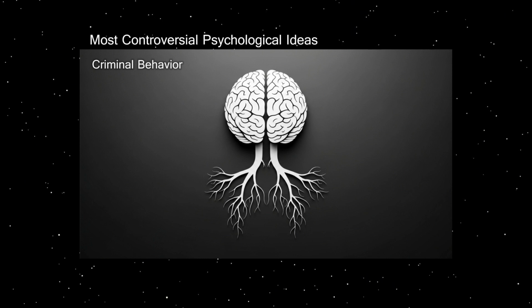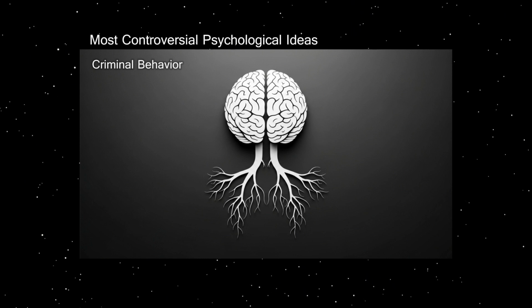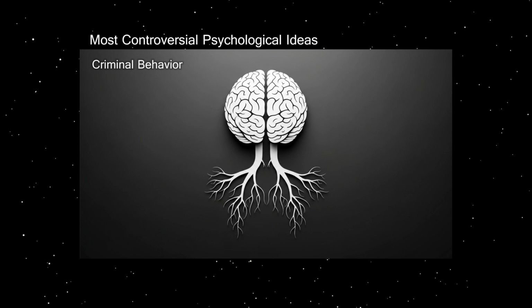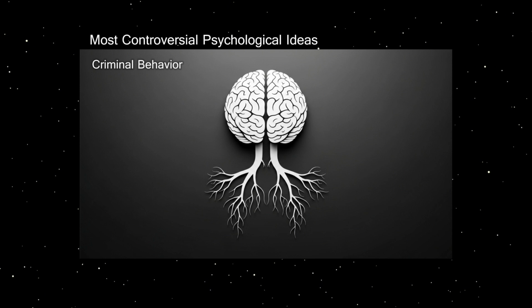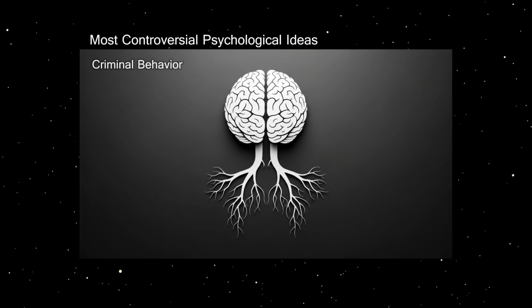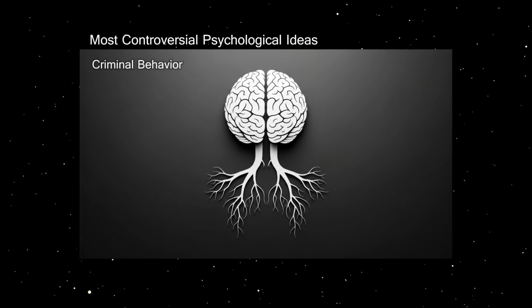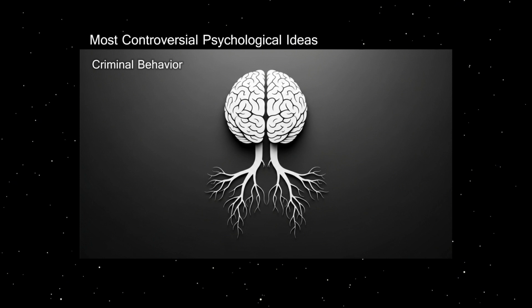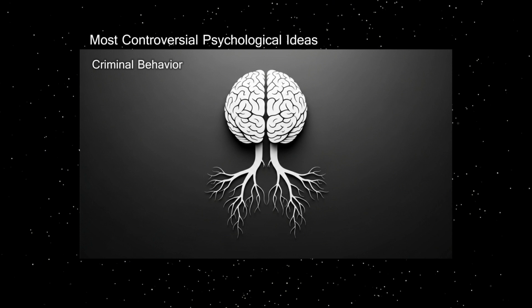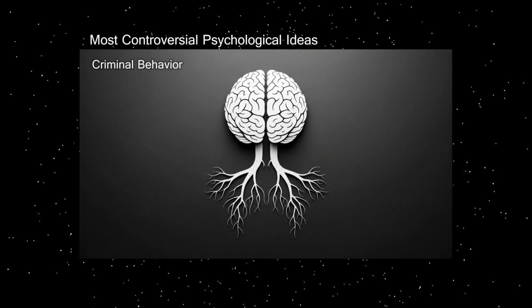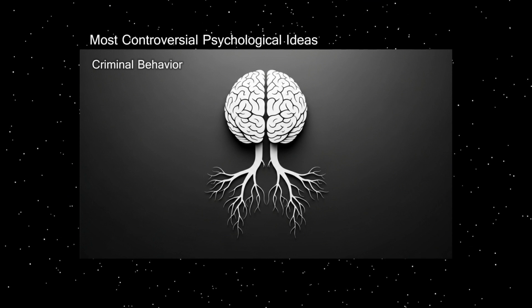If someone is found to have a genetic predisposition to aggression or lawbreaking, should they be treated differently in court? Should society intervene earlier in the lives of at-risk children, and if so, how? These questions reveal the tension between understanding behavior scientifically and maintaining justice and fairness in social institutions.